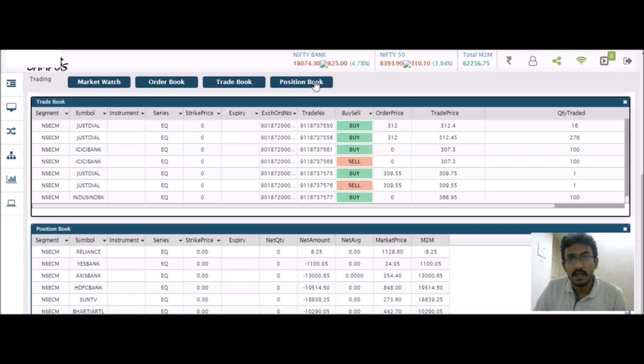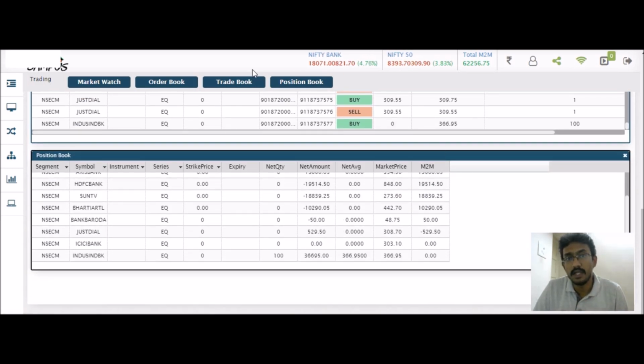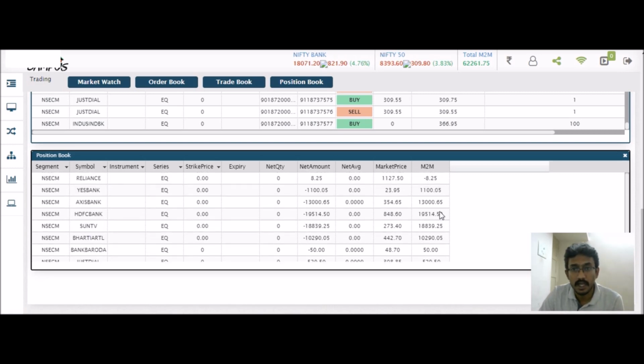After that, you should check whether your position is giving you a profit or not. Go to the position book or the net positions and check the position of this particular stock, IndusInd Bank. You can see there are many positions that I took today and then closed. M2M is basically the profit or loss that you're making. A negative number means loss.